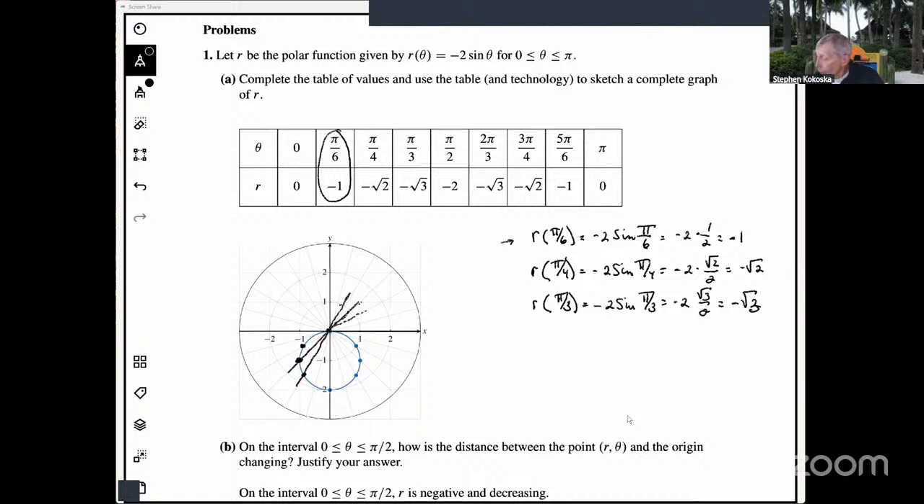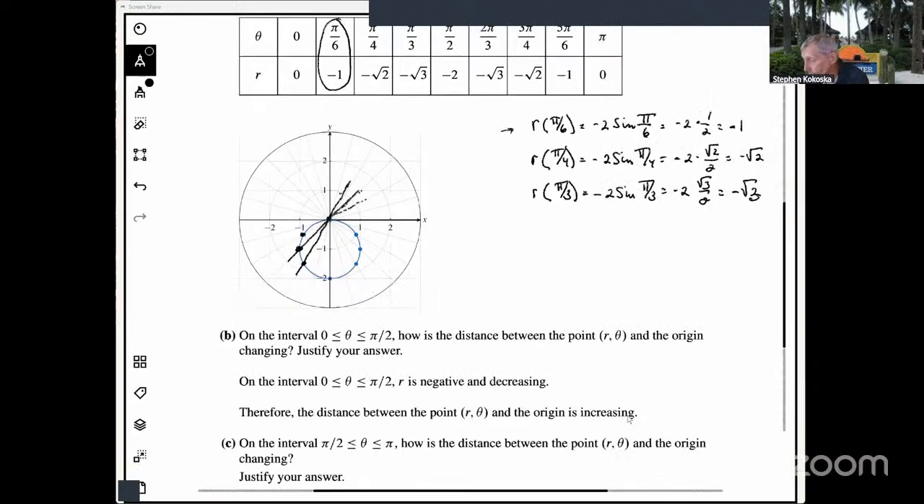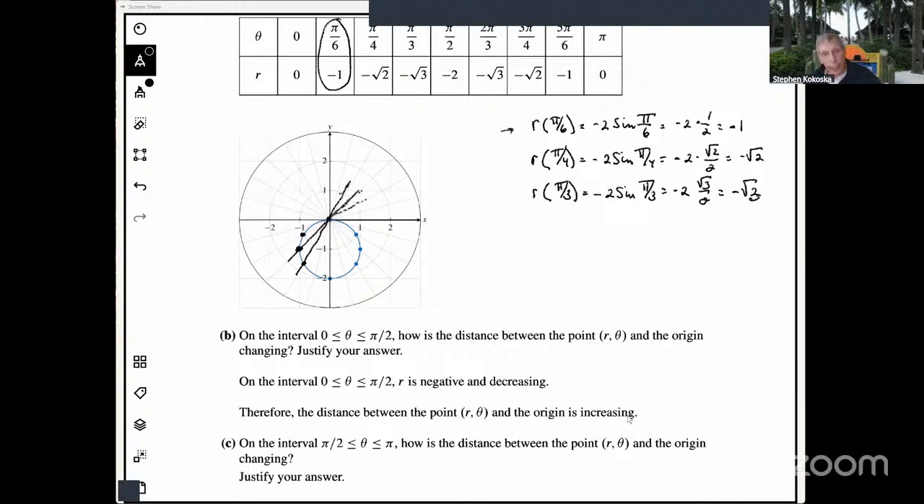Got a couple quick questions about this graph and about r. It says first, on the interval 0 to pi over 2, how's the distance between the point r, theta and the origin changing? Well, let's see. We just kind of worked through all of that.